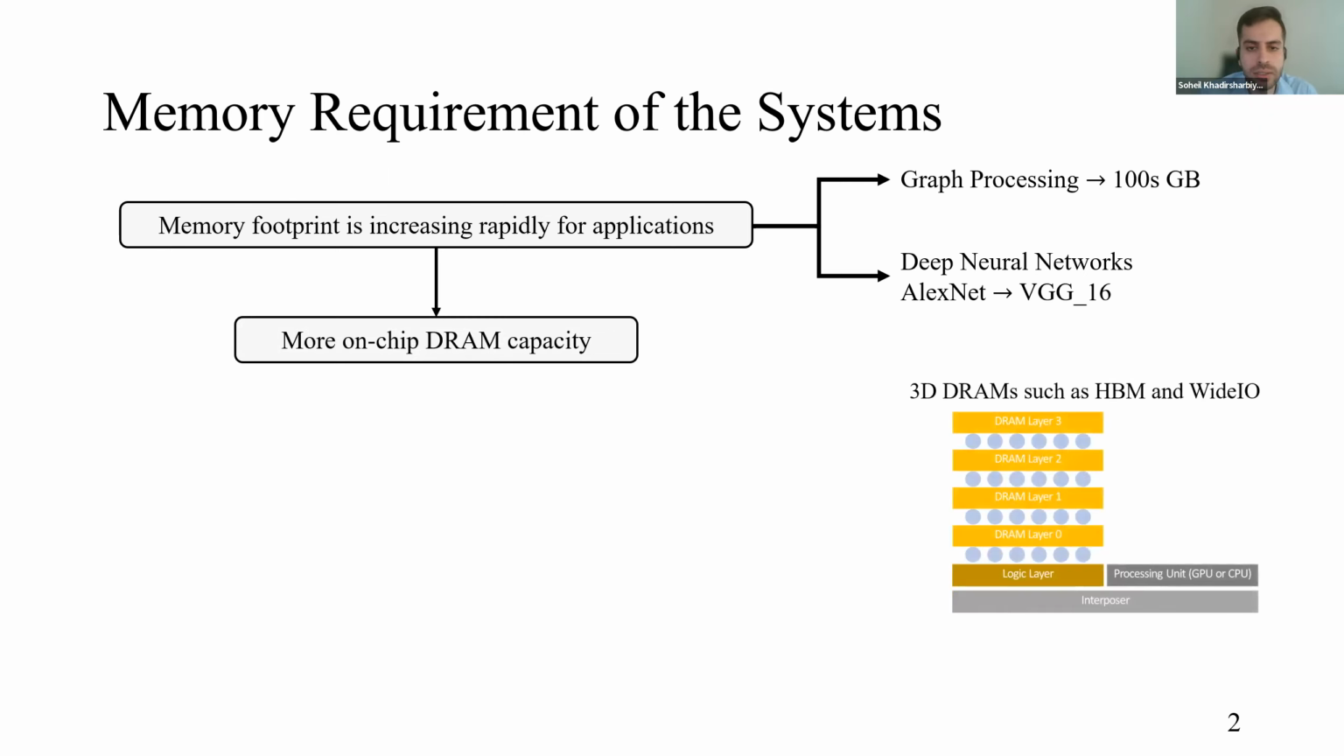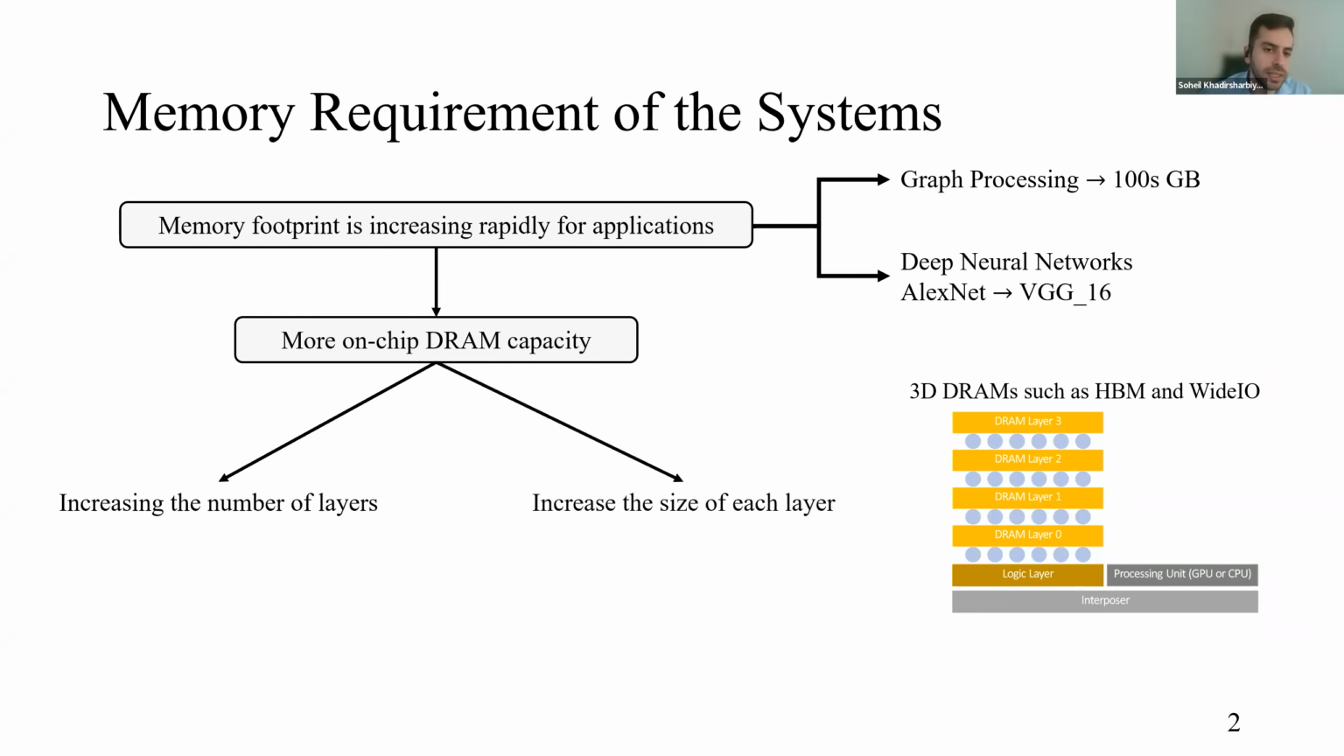Current vendors are using 3D-structured DRAMs, such as HBM and Wide I/O, that stack multiple layers on top of each other and place them in a 2.5D fashion near the processing unit. In order to increase the capacity of this type of DRAM, we may either increase the number of layers or increase the size of each layer. Both of them increase the package size significantly, which current vendors are not motivated toward.